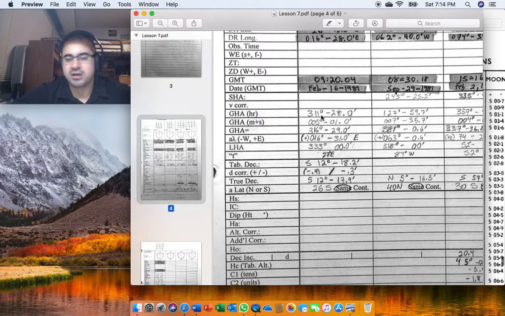So then the next step says solve for your true declination. You have all your values. So 12 comes down, 18.2 minus 0.3 is 17.1.